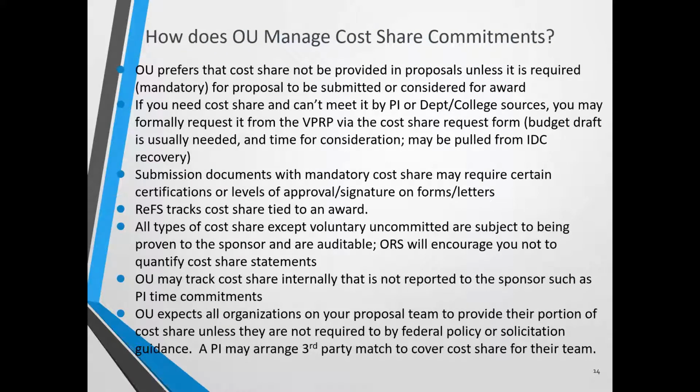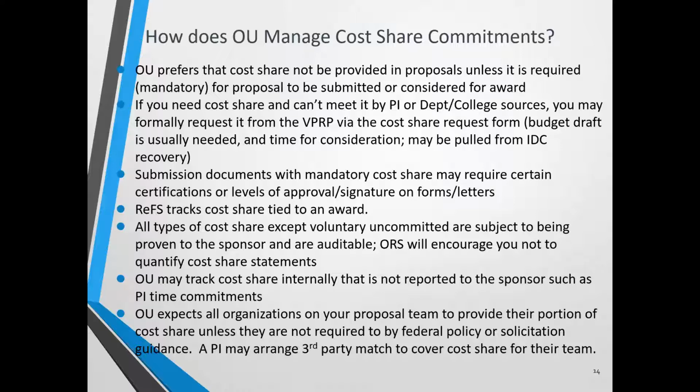How do we manage cost share commitments at OU? So OU prefers that you don't provide cost sharing in proposals unless it's required. It says in the solicitation that you've got to provide X amount of cost share, either a percentage or an amount. The reason is that when it comes time for our rate negotiation, which is done by someone in the federal government, they look at the amount of cost share that's been provided and say, well, if you as a university can afford to provide $10 million more in cost share than what's been required, then obviously you can afford more of the cost of doing the research at your institution. And so it makes our IDC rate go down, which means we recover less of the actual cost that it takes us to do the research.